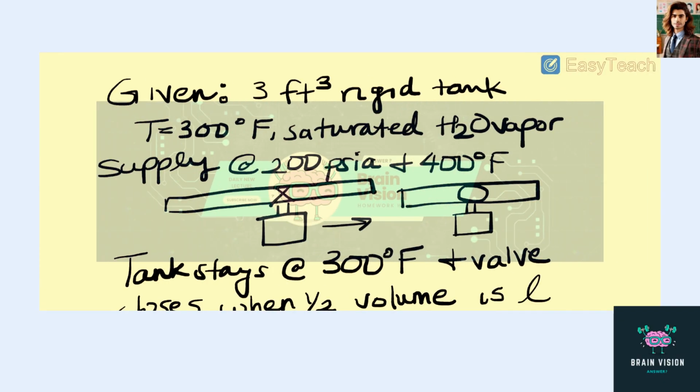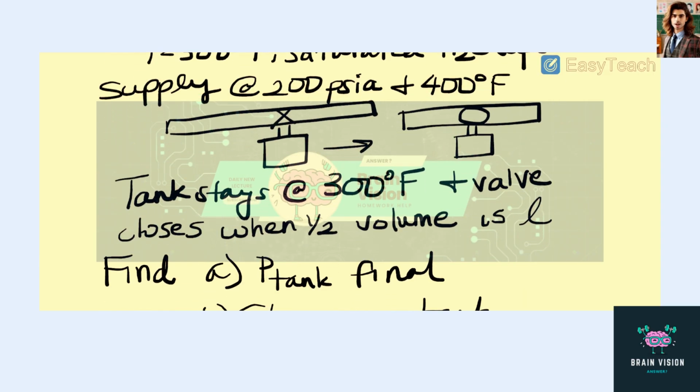What we're looking at today is a problem with thermodynamics and heat transfer. So what we're given is a 3-foot cubed rigid tank that's at a temperature of 300 degrees Fahrenheit and is filled with saturated water vapor. We have a supply line that is connected to this tank, which is operating at 200 psi at 400 degrees Fahrenheit, and that's shown here.